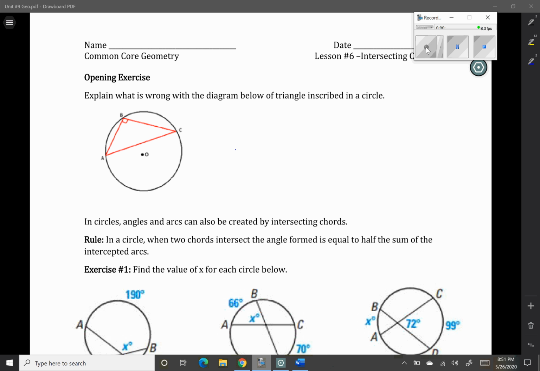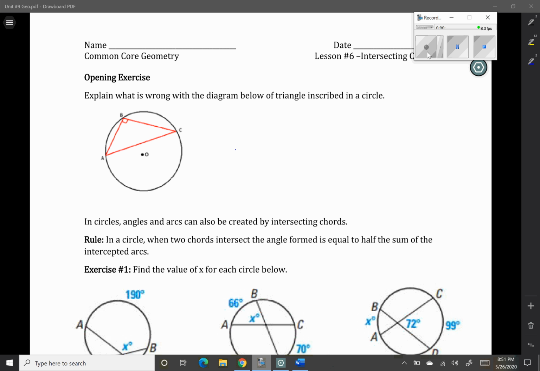So the opening exercise gives us this diagram. We have an angle there at angle B of a right angle, and then we have a chord of AC. I'd like you to explain what's wrong with this diagram. You may have to look back at what we did in lesson five or lesson four to get the answer here.